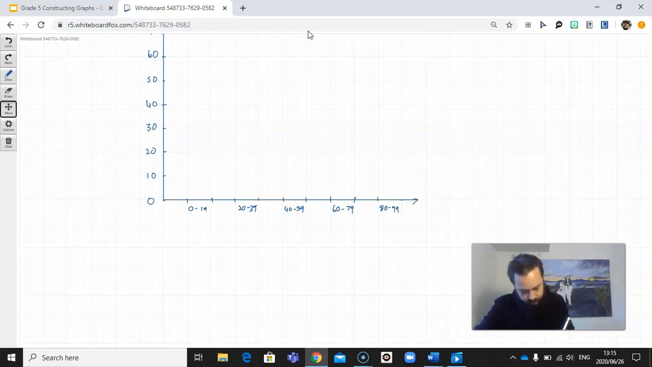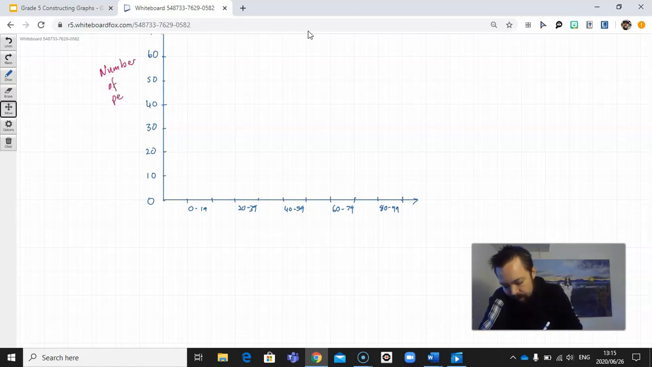Right, so there we have our spacing along the bottom. We need to put a title on each of them. So I did say the word for number of people, or number, was frequency, but we're going to put their number of people. And on this one, we're talking about age groups, so we're going to call it age groups. So I've given a title for each of my axes.